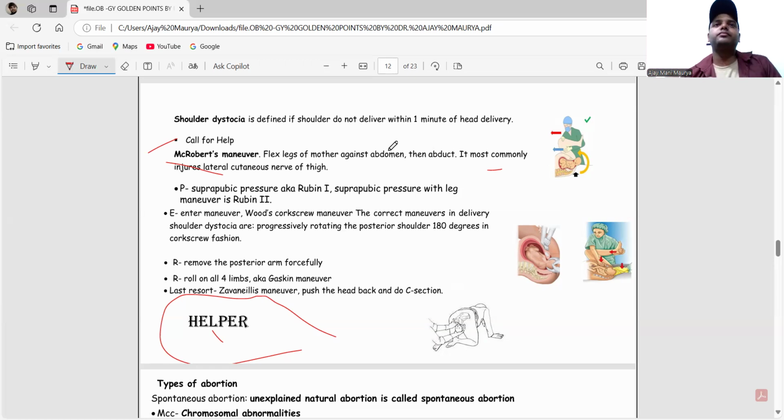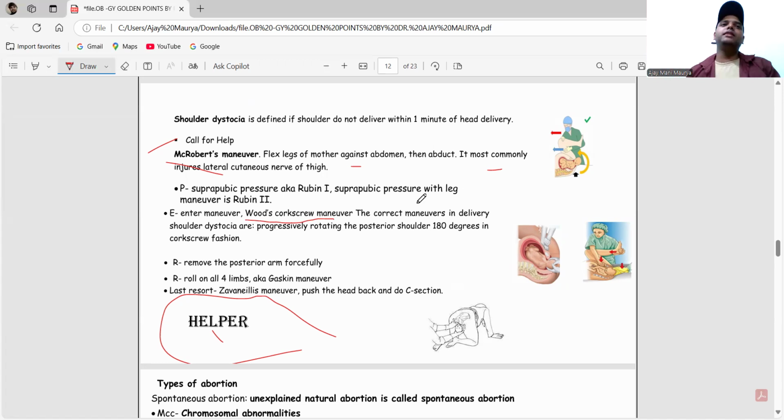Next one is P, giving suprapubic pressure, also called Rubin 1. That's why suprapubic pressure with the leg maneuver is called Rubin 2. Last time there was one question about this: if the McRoberts maneuver fails, what do you have to do? You have to do the suprapubic pressure. Next one is E, enter the maneuver. The example is the Wood corkscrew maneuver.